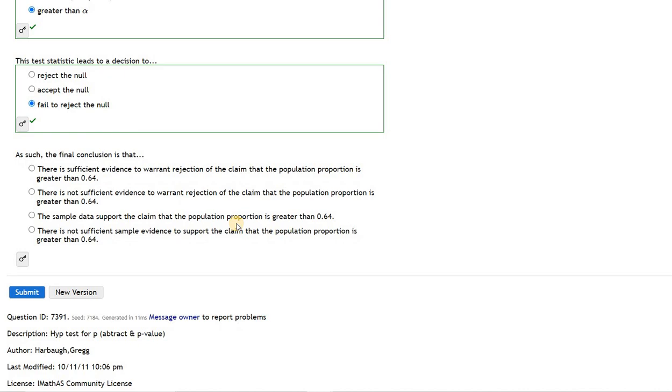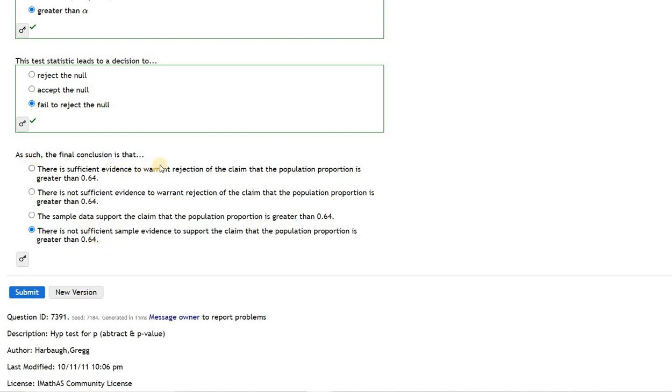And the final conclusion is going to be, since we failed to reject the null hypothesis, that means we do not have sufficient evidence to support the claim. And I can see out of these 4 statements, the last one is the accurate one. There isn't sufficient evidence to support the claim that the population proportion is greater than 0.64 or 64%.